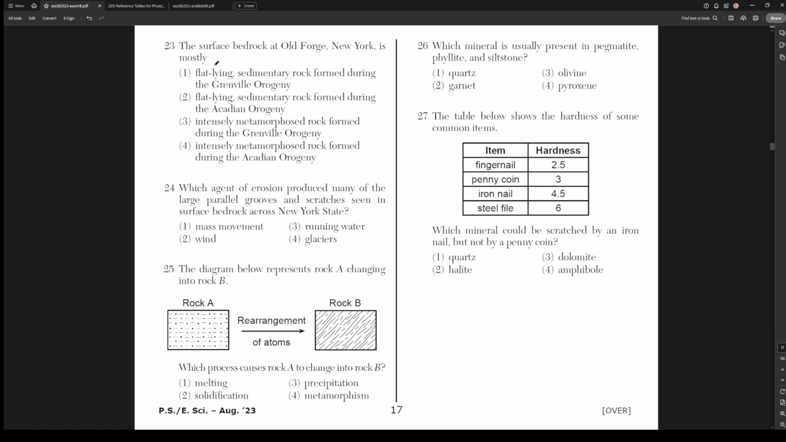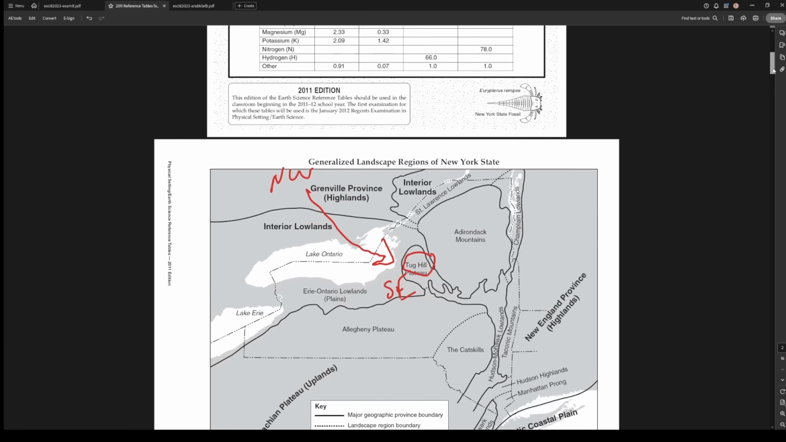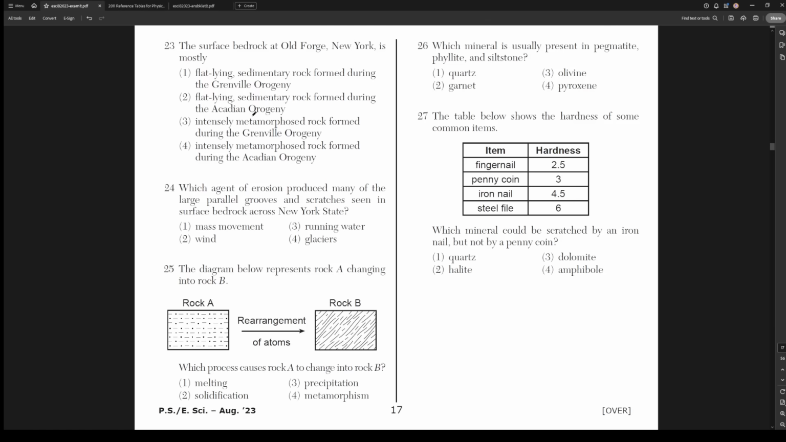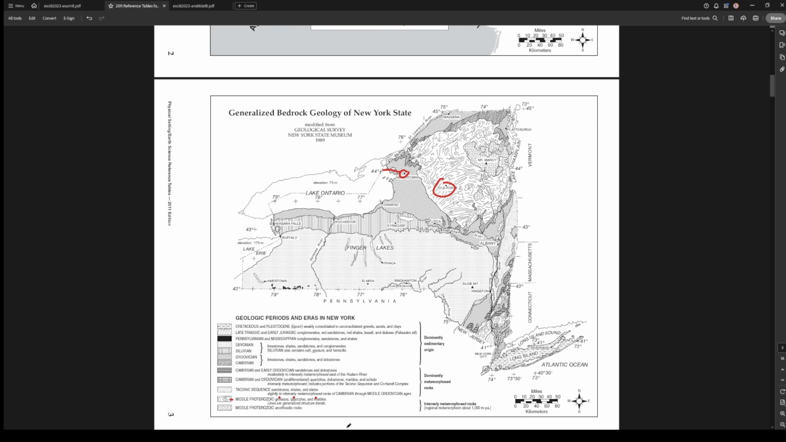All right, next question. The surface bedrock at Old Forge, New York is mostly what? A lot of reference table questions on this. All right, we're going to go to Old Forge. It's here. It's these squiggly wiggly lines. And we're down here for that. Middle Proterozoic, nice quartzite, marbles. All right, let's see if we could find that. Metamorphosed. Okay. And it's saying formed during the Grenville orogeny or formed during the Acadian orogeny. That's interesting. So let's see if there's info here. Middle Proterozoic. Wow, this question's annoying, right?